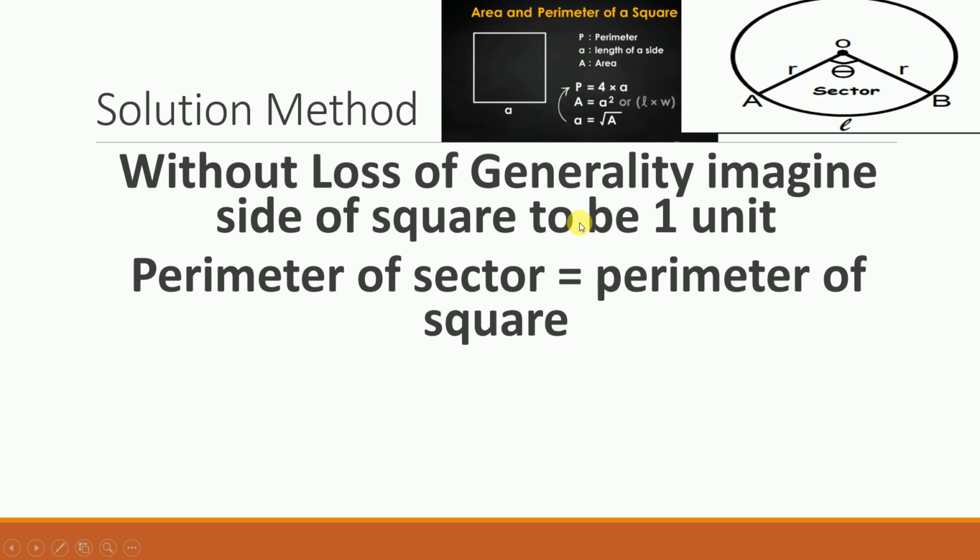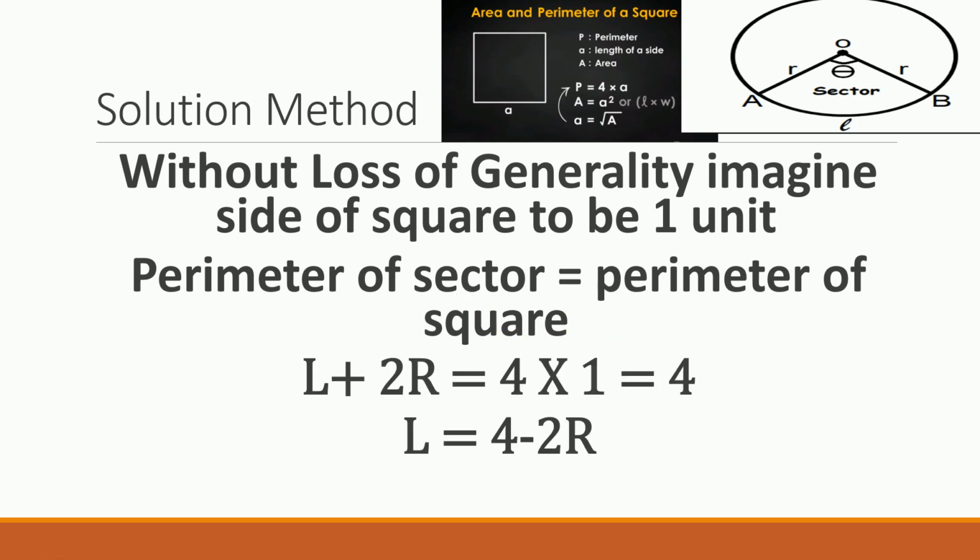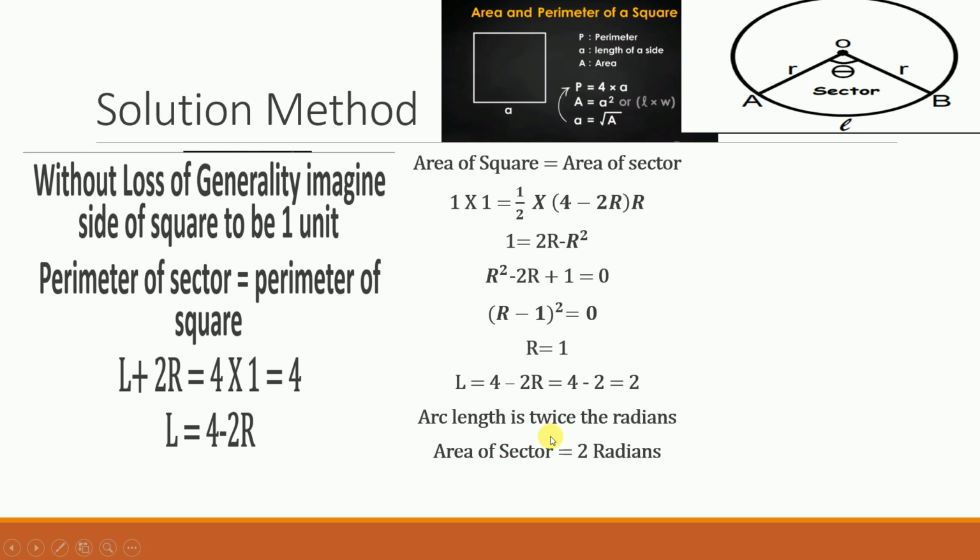Now, as given in the problem, perimeter of sector is equal to perimeter of square. Perimeter of sector is L plus 2R. As we have imagined side to be 1 unit, perimeter of the square becomes 4. That is express L in terms of R. L is equal to 4 minus 2R. So after the perimeter concept, we shall go to the areas because it is given that both are equal. Area of square is equal to area of sector.